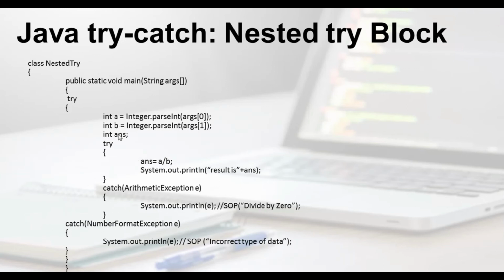Suppose there is no error, for example a is 50 and b is 2. Then it will print the value of answer as 25, and the output will print as result is equal to 25. Now the catch block is not necessary here because the try block doesn't generate any error. And the outer catch block will not handle any error because in the try block there is not a single error.